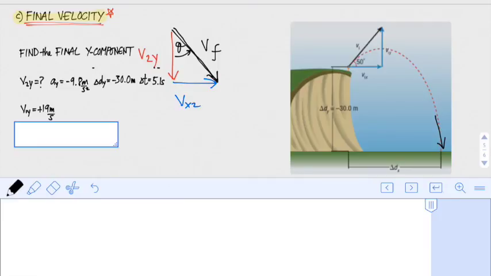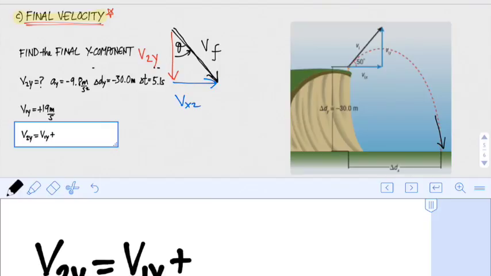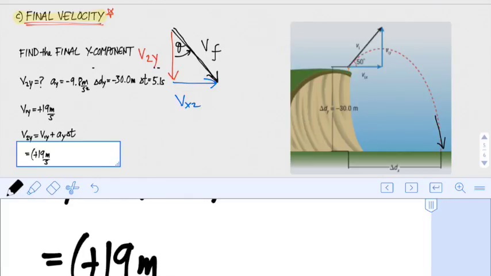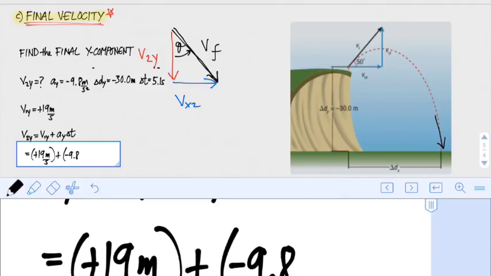So we have a bunch of variables, and we can use more than one kinematics equation. I'm going to use this one, equation number 2. v2y equals v1y plus ay delta t. It's simple, and it allows us to solve for the final y component of the velocity. So we sub in, we have plus 19 plus negative 9.8 times 5.1.